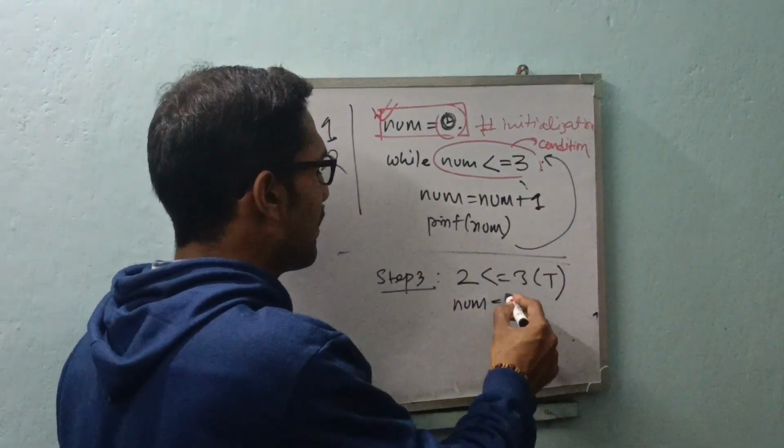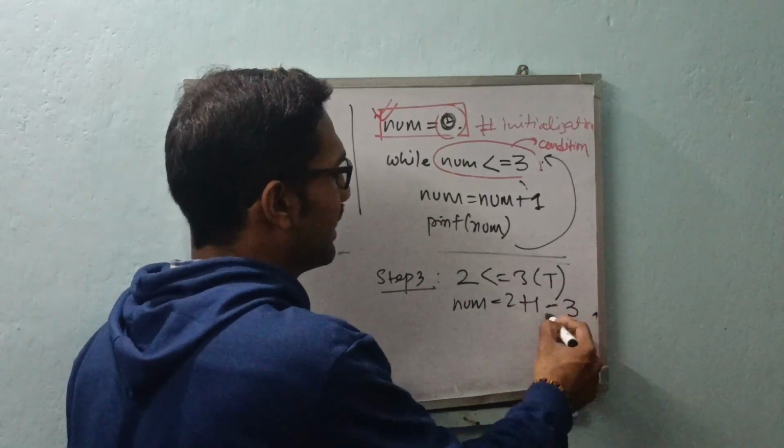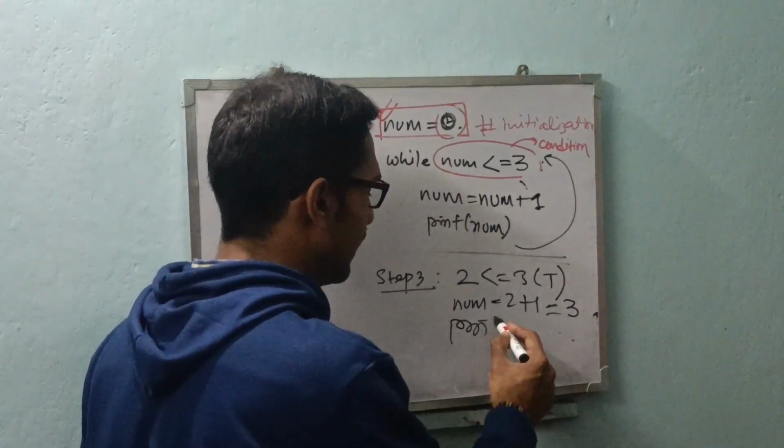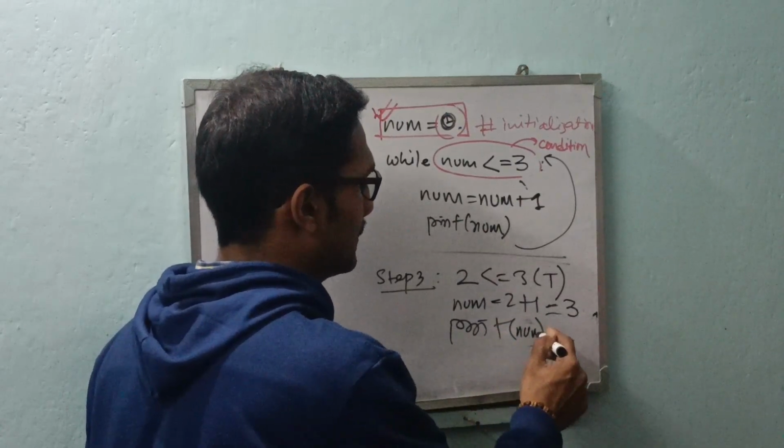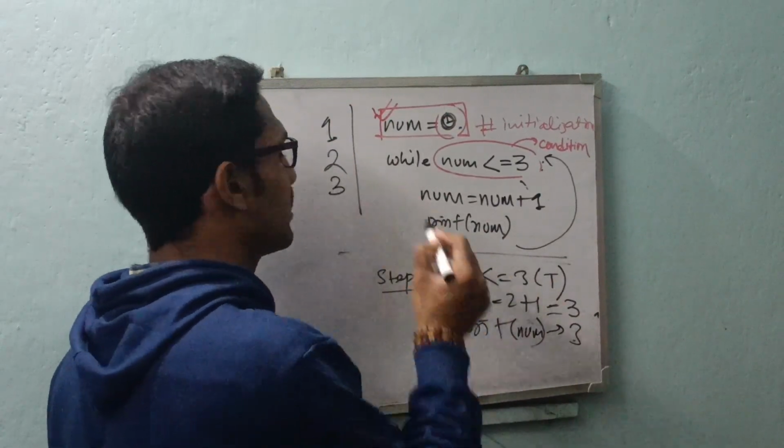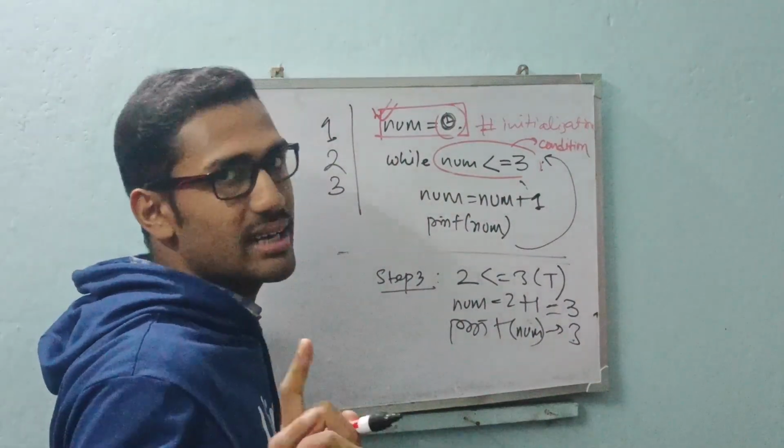And after that, I will increment the value of num by 1. So it will get 3. And after that, num, 3 will get printed. So 3. Clear? I hope you are understanding it.